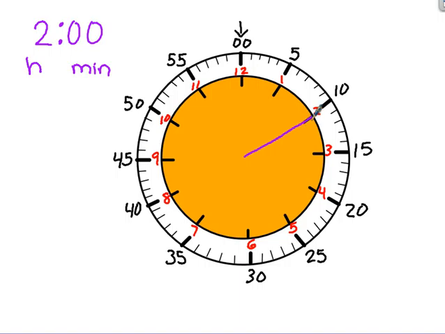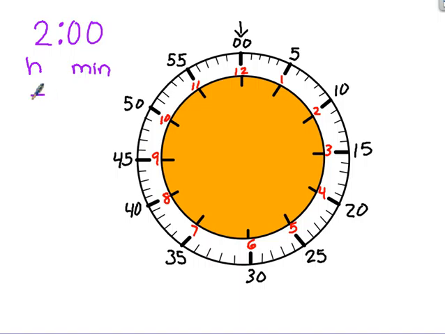We're going to then look at our minute hand, which is our longer hand, the one that's pointing at the outside circle, and we're going to see that that points at the 0, 0 to give us 2 o'clock. Let's look at another one. Let's say 5 o'clock. Take a second, think about how we're going to write 5 o'clock.